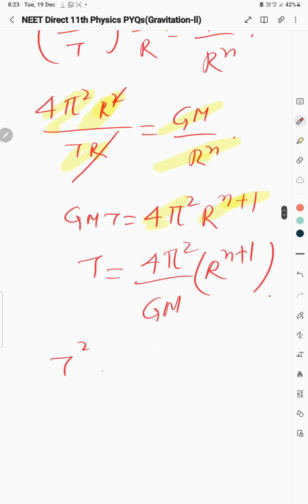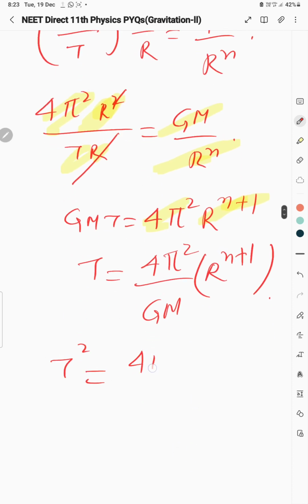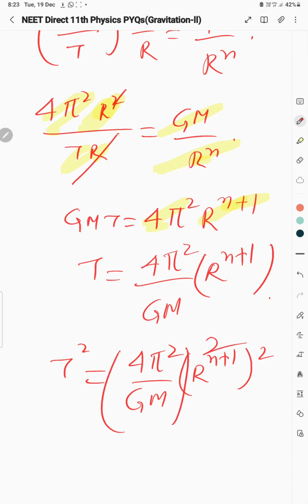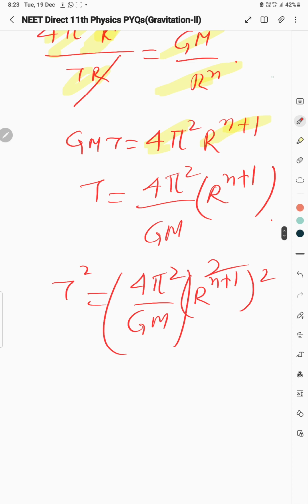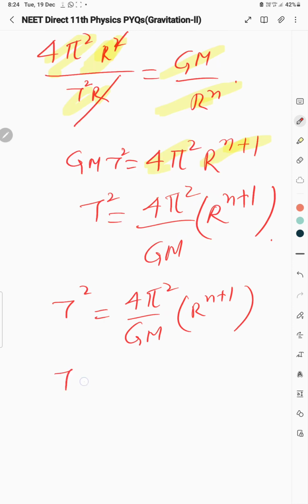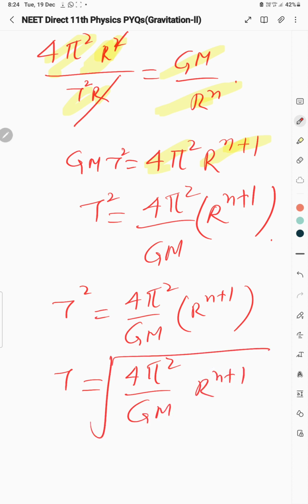Now square both sides. T square is equal to 4 pi square by GM r n plus 1 whole square, right? And see what you get. Rather, I should say you take square root on both sides. So it is 4 pi square by GM r n plus 1 square root.